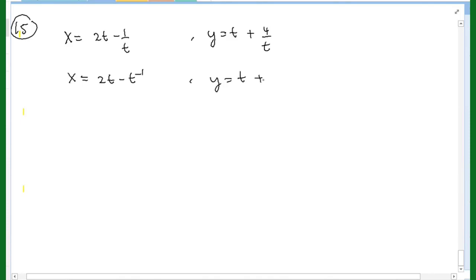Okay, masih sikit lagi. X is equal to 2t minus 1 over t. Y is equal to t plus 4 over t. Okay, and adjust dulu 2t minus, bring up, and here y is equal to t plus 4 times this one. Then differentiate with respect to t.